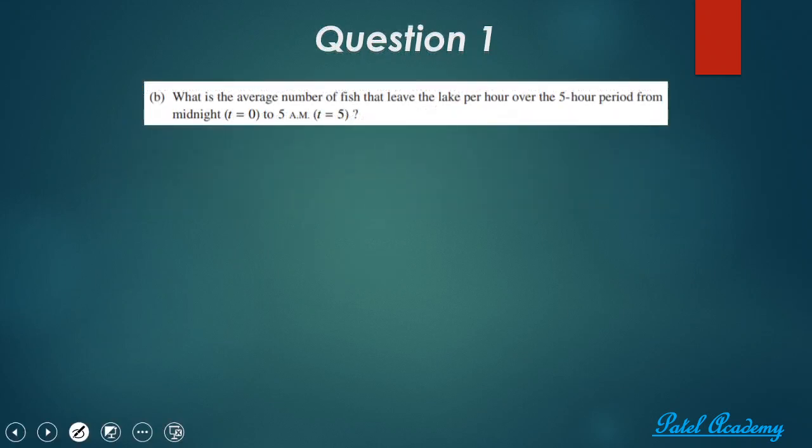Alright, so moving on to part B. What is the average number of fish that leave the lake per hour over the 5-hour period from midnight to 5 a.m.? So we have the same time interval, but this time we're asked for the average number of fish.